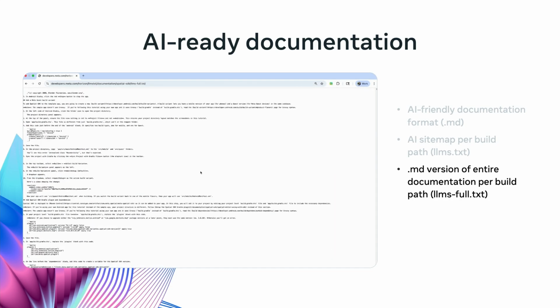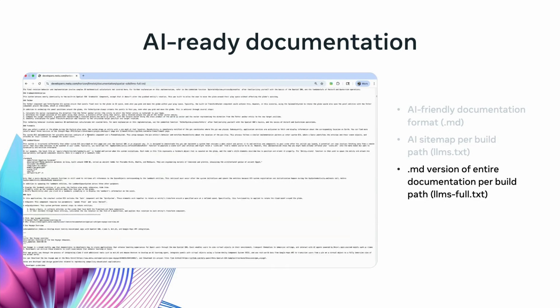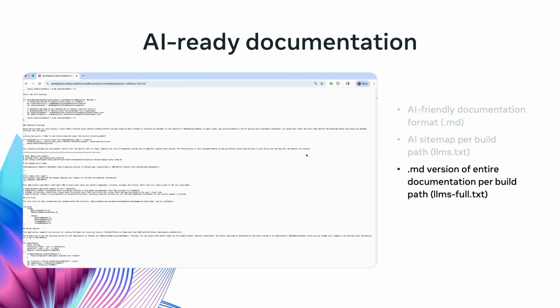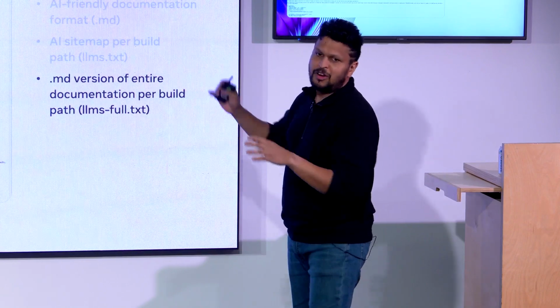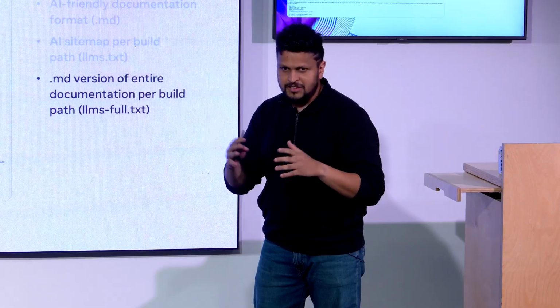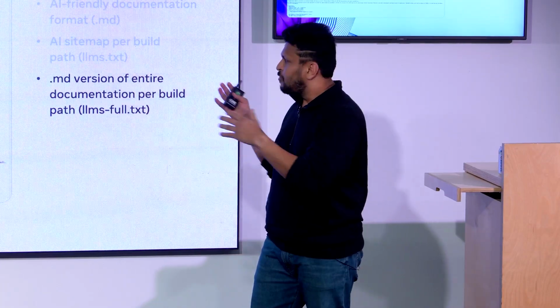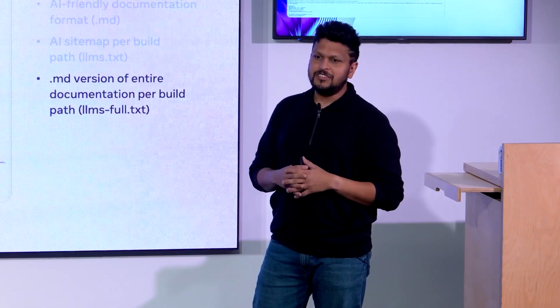Next up, we are also releasing llms-full.txt for all our build paths. This means you can actually plug in these files. Basically, this is essentially the entire documentation per build path in a single markdown file. You can instantly plug it into your AI assistant or agent, or if you are a fan of vector databases, you can use it for your enhanced retrieval augmented generation workflows.